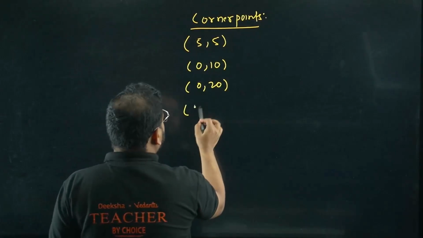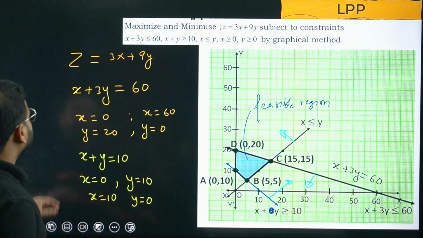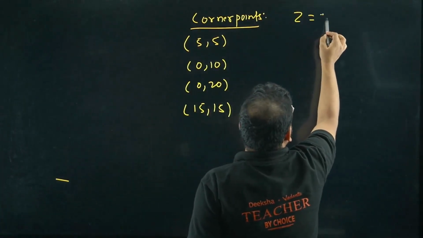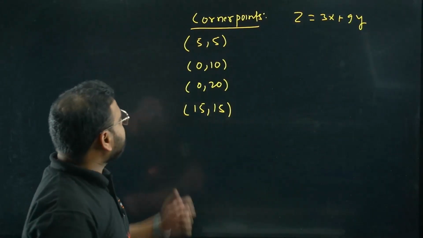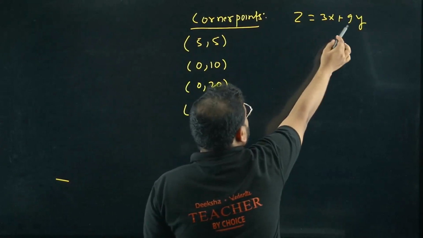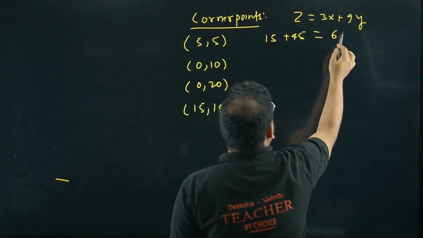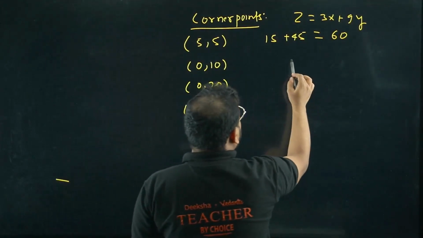We have the objective function Z equals 3x plus 9y. Put the values now. We get 15 plus 45, giving me 60 here. What about this one? I get simply 90 over here.